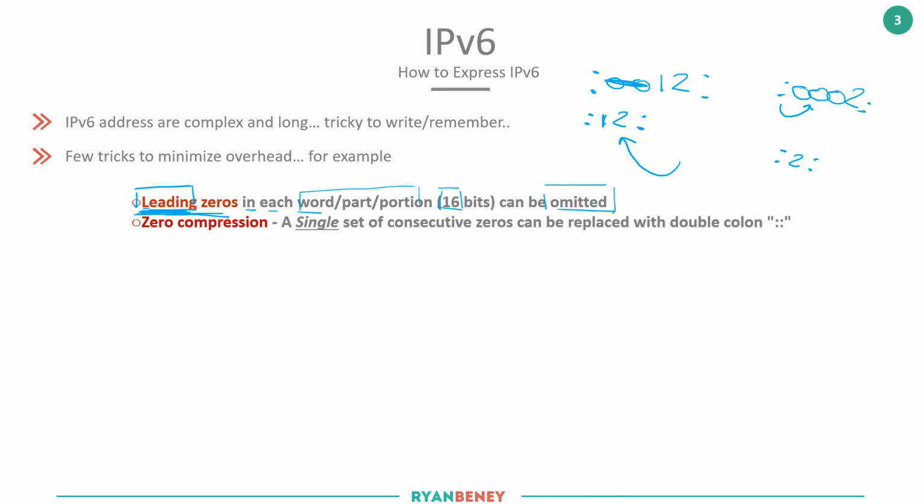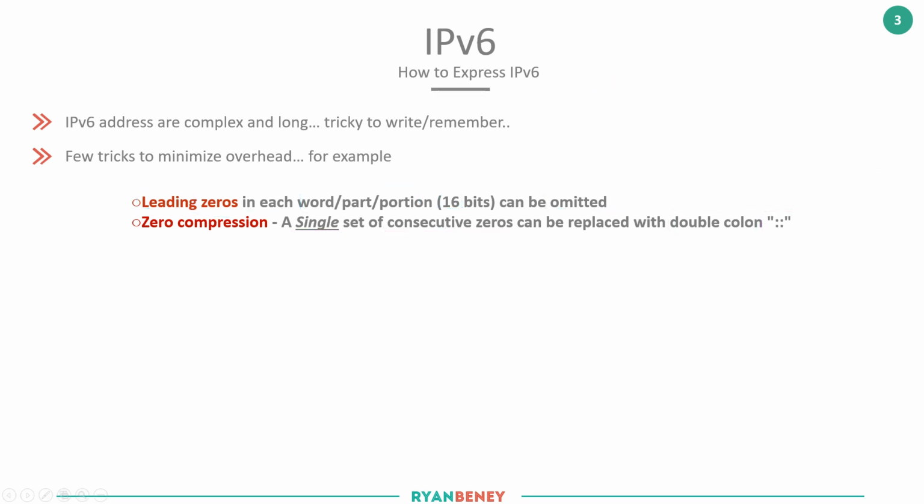Pretty straightforward. Rule number 2 is called zero compression, and that's a single set, notice the word single here, of consecutive zeros can be replaced with a double colon. So a single set, so we can't do this twice, and it's the only time you'll see a double colon. So what do I mean by that? Let's have a look at the example that I've got here.